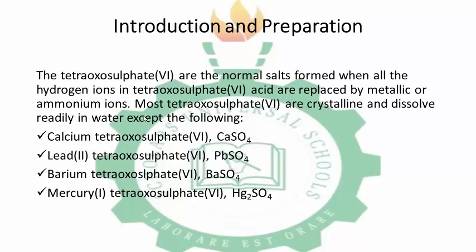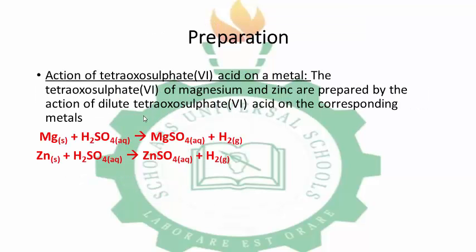Calcium tetraoxosulphate(VI) is insoluble in water. Lead(II) tetraoxosulphate(VI) is insoluble in water. Barium tetraoxosulphate(VI) is insoluble in water. And mercury(I) tetraoxosulphate(VI) is insoluble in water. But the remaining tetraoxosulphate(VI) salts are all soluble in water. Now, how do we prepare tetraoxosulphate(VI) salts?